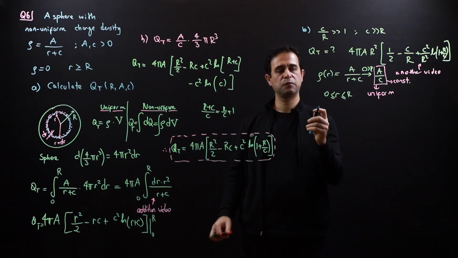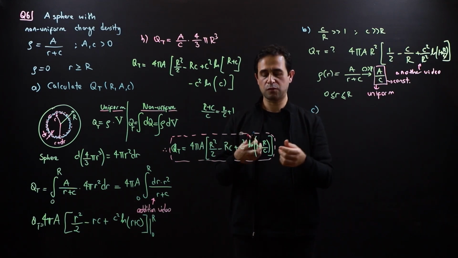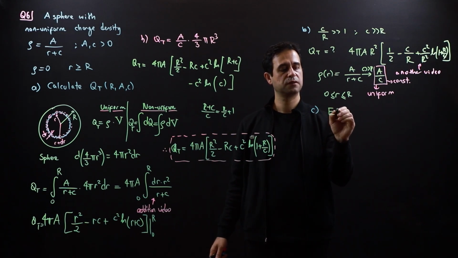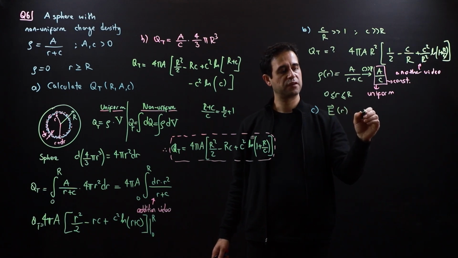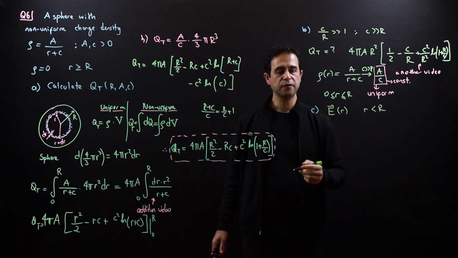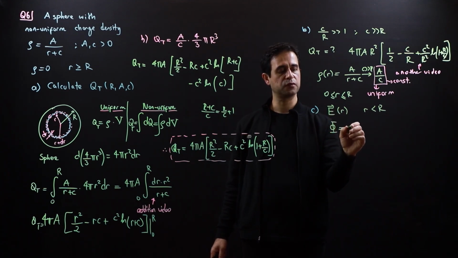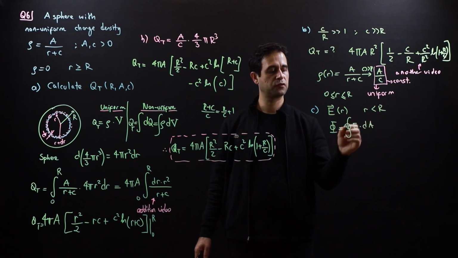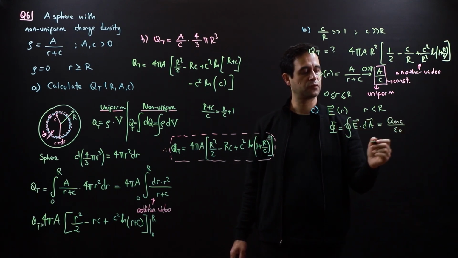Okay, so the next part is now related to Gauss's law. Okay, part C, it's asking us, probably you guessed, the electric field. What is the electric field for the case when R is smaller than capital R? Okay, so you remember what Gauss's law told us. The flux is equal to the integral of E dA over a closed Gaussian surface, and that's equal to Q enclosed divided by epsilon 0.